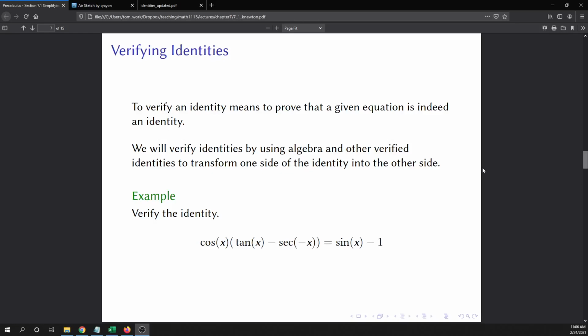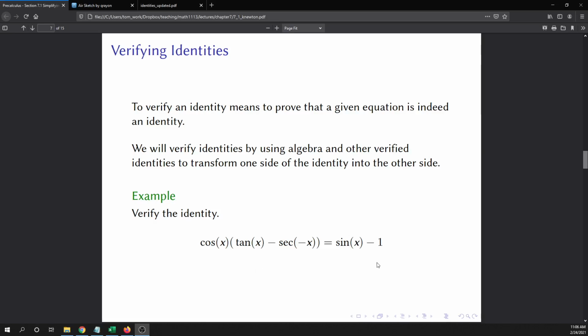In this video, we are going to talk about verifying identities. So just to be clear about what verifying an identity means, that means to prove that the given equation is indeed an identity. So you'll have an equation like this here, right? As an example, this one down here.